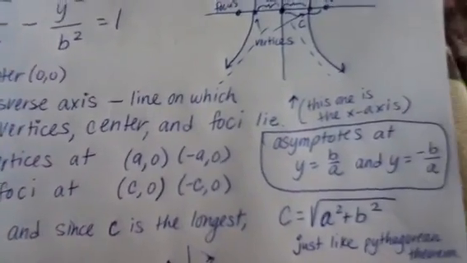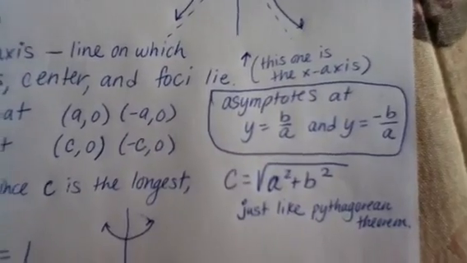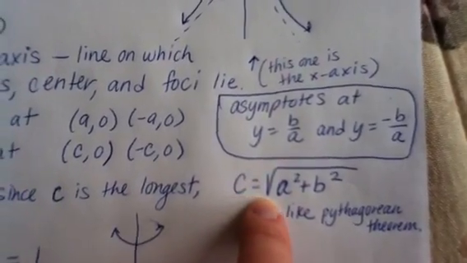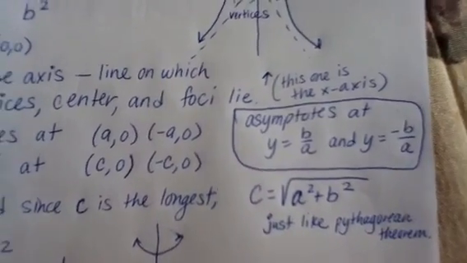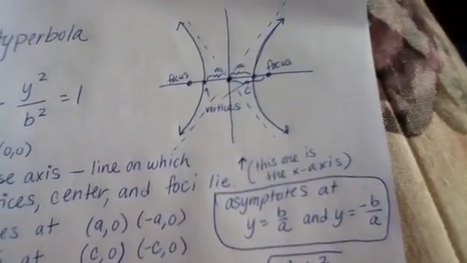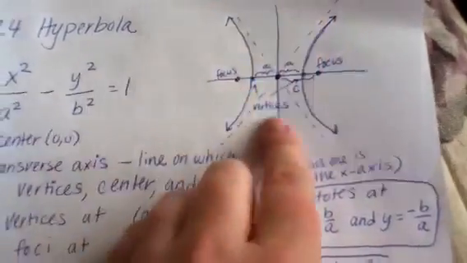C is the longest this time, so it's just like the Pythagorean theorem instead of being all mixed up like it was with the ellipses. So to find c, we just have to do a squared plus b squared and then take the square root of it. So kind of nice.